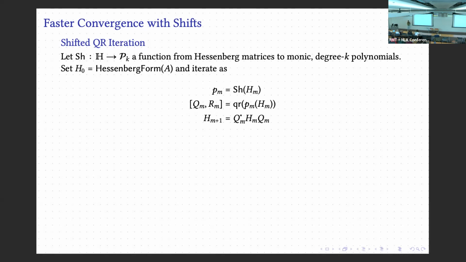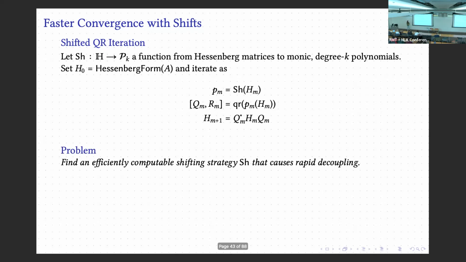Okay. So, if this polynomial were the same every time, this would just be like a single global translation you would apply to your matrix, and then you would just be running the naive QR iteration. But this way you have some adaptivity. You can change the polynomial somehow. And so the problem here is what shifting strategy should you use? What's a way of assigning polynomials to Hessenberg matrices that actually makes this iteration converge rapidly? I'll pause here before we start to answer this question and see if there are any questions with what I've just told you about.